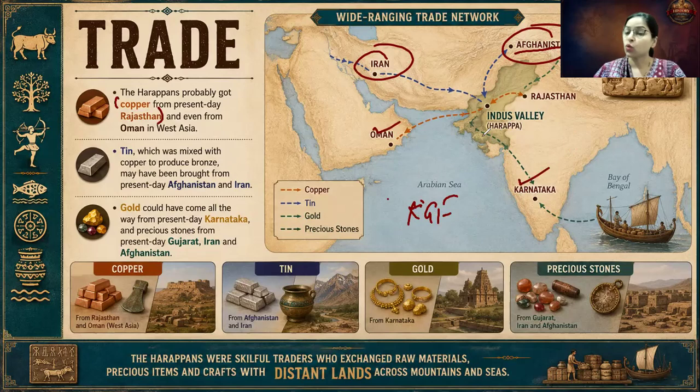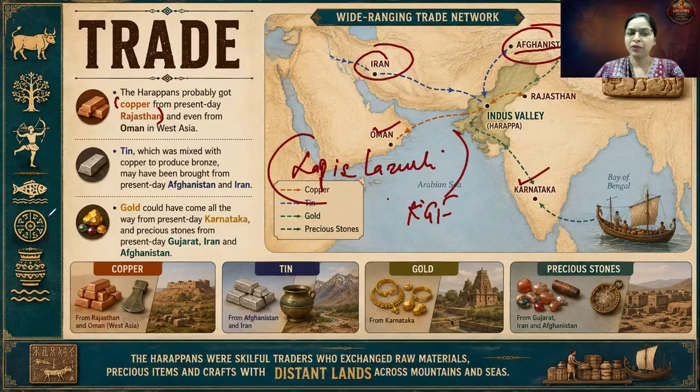How can we say that the gold was from here? By looking at the quality of the gold, the purity of the gold, you can confirm that. And what about the precious stones? So they got the precious stones like agate, chert, steatite from Gujarat, even from Iran and Afghanistan. Especially there was lapis lazuli. Lapis lazuli is the blue color stone which they got from Afghanistan.